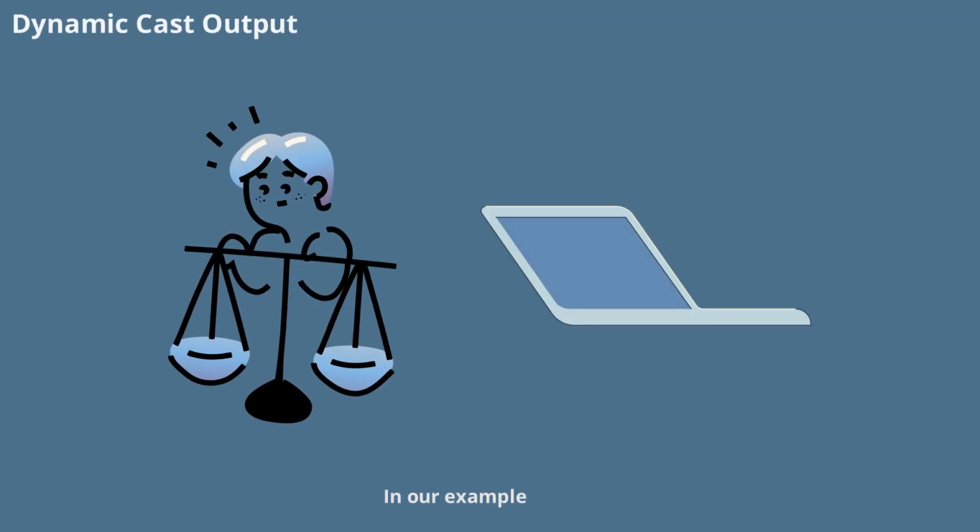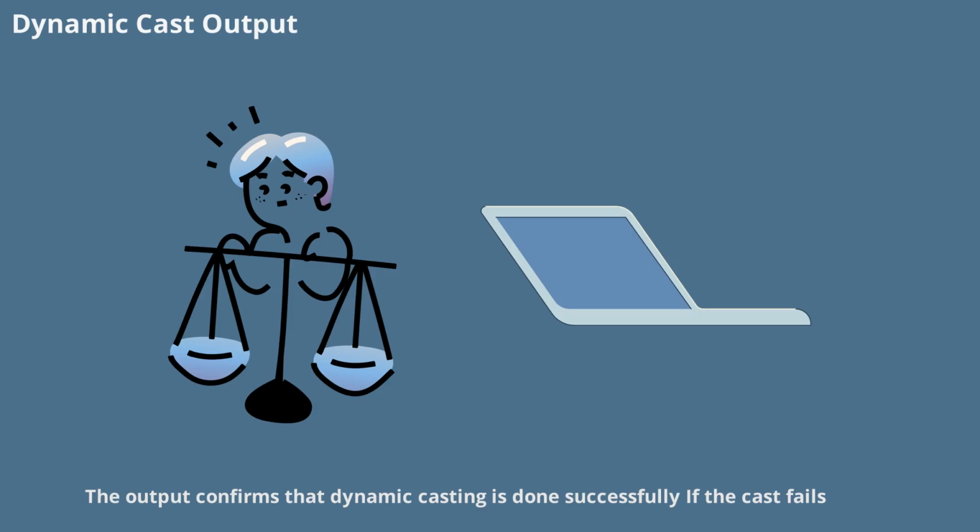In our example, when we cast a parent pointer to a derived pointer using dynamic cast, the cast succeeds if the object is actually of the derived type. The output confirms that dynamic casting is done successfully. If the cast fails, the pointer is null, and you can handle the error gracefully. This runtime safety feature makes dynamic cast a powerful tool for managing complex object hierarchies in C++.